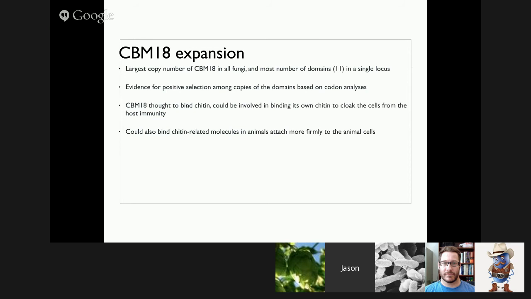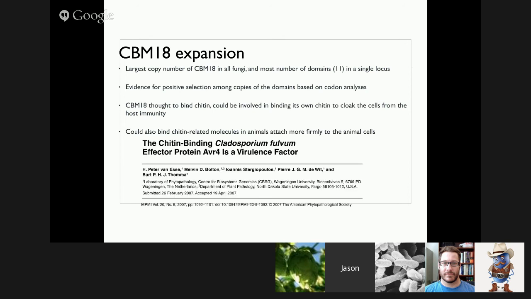And so maybe it's binding its own chitin, or maybe it's binding in a way to cloak the cells from the host immunity. Chitin is one of the distinguishing features of the fungal cell wall. If you hide it, maybe the receptors in the animals can't recognize it. In fact, this has been shown in plant pathogens, that chitin binding can protect a cell from the host response. In this case, it's able to prevent the host's chitinases from attacking the fungus.